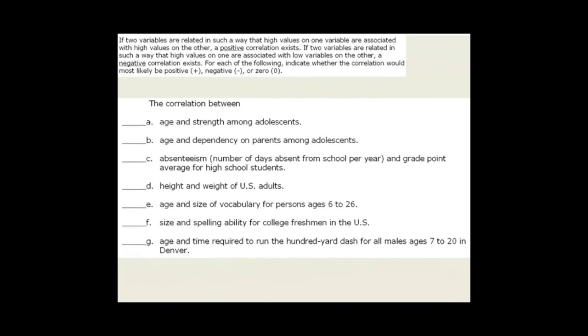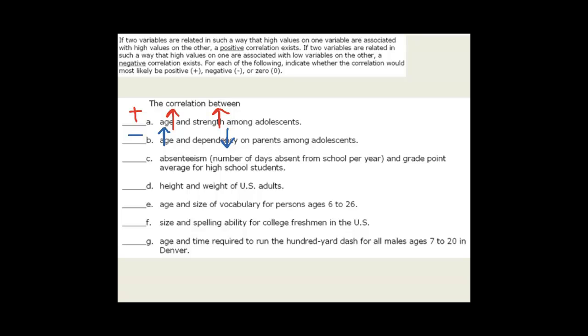Let's try some. Age and strength among adolescents. I would anticipate higher values of age in the range of adolescents' ages to be paired with greater values of strength. As age increases, adolescents tend to get stronger. This describes a positive relationship. In the second example, we look at age and dependency on parents. In this case, I would expect a teen's level of dependence on his or her parents to decrease as his or her age increases. Because the variables go in opposite directions, this relationship is likely negative.